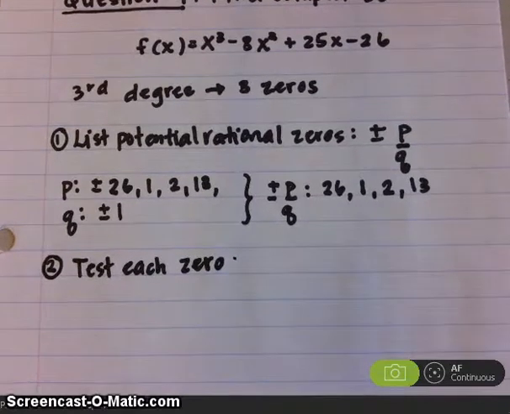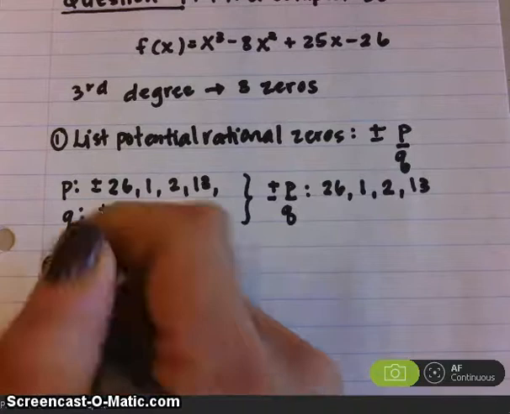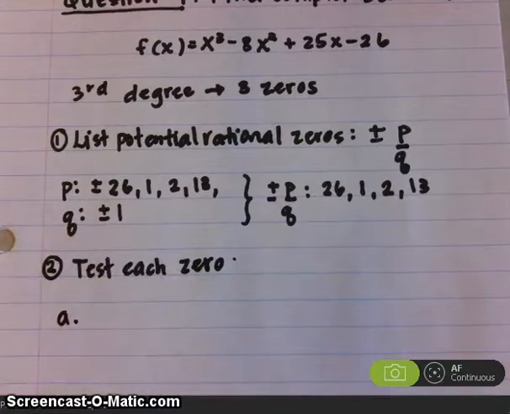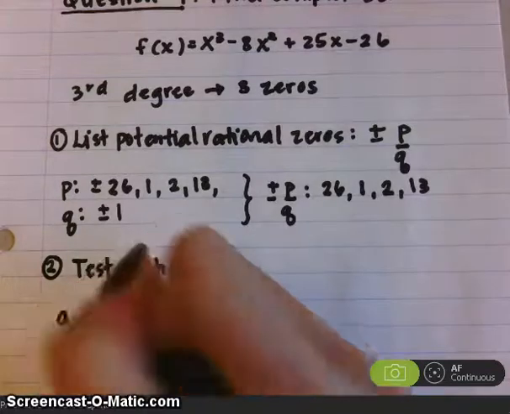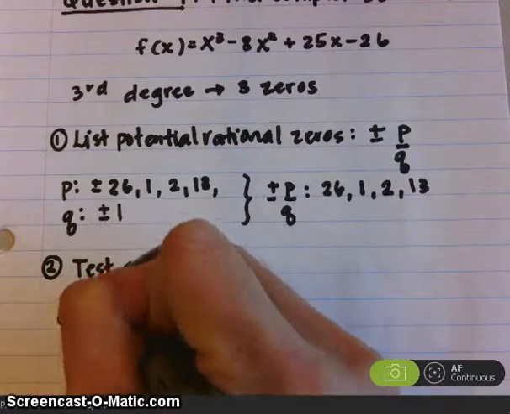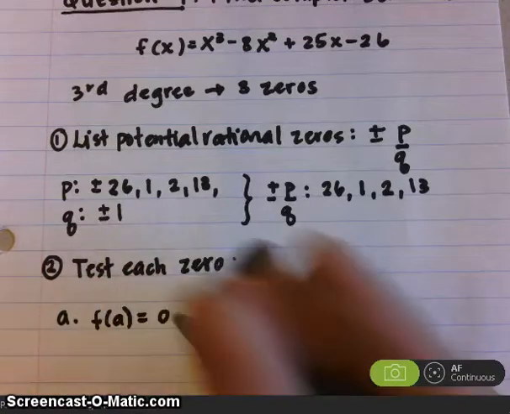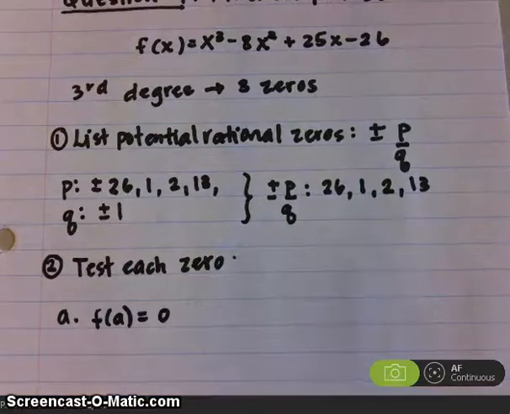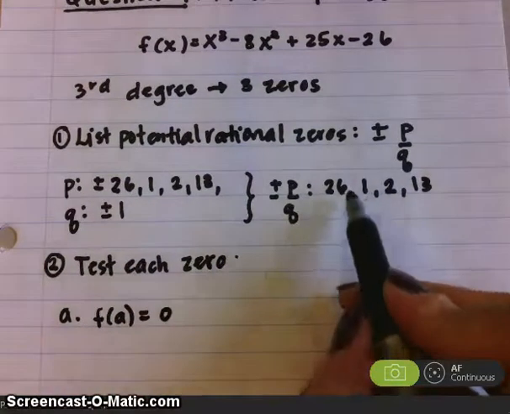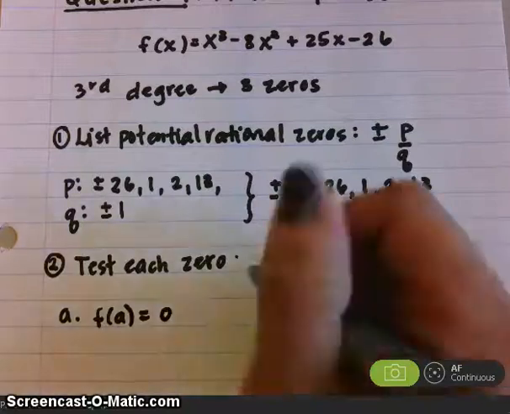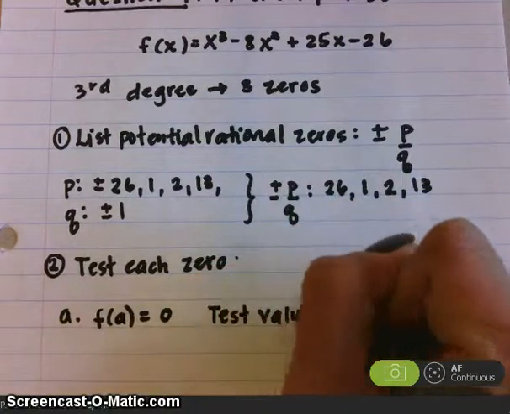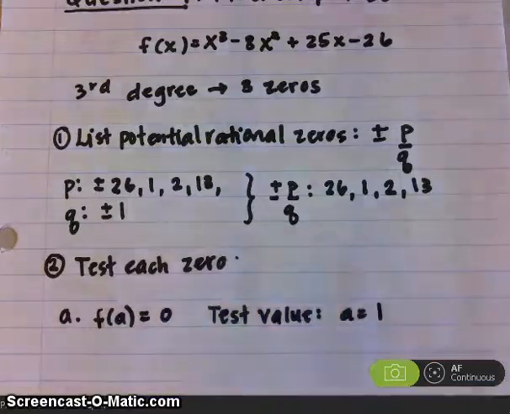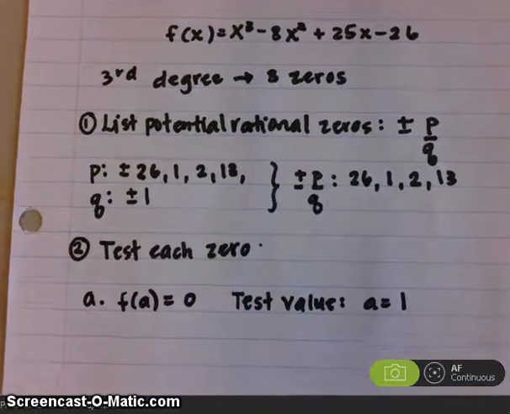So we're going to test each of those zeros, and there are 3 ways to test. You don't have to do all 3, you just pick one way, but I'll show the 3 different ways. The first way to test is what's called doing f of a. If f of a equals 0, then it is a zero. So I'll start with, let's say, the number 1. My test value here is going to be a equals 1. I want to see if 1 is a zero of this function.